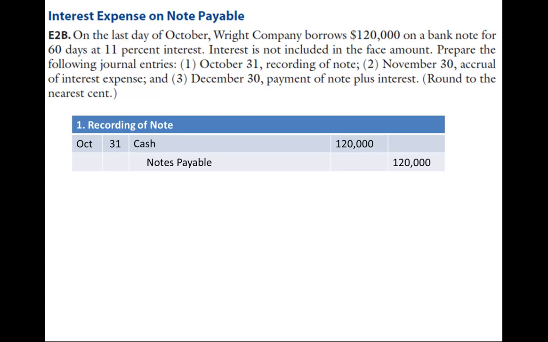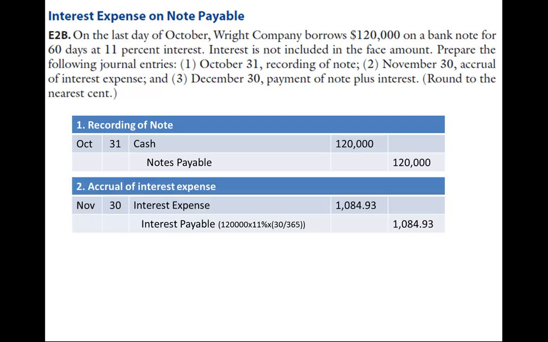Then on November 30th, we have to record the accrual of interest expense. The reason we have this journal transaction is because the end of our accounting period is November 30th. And according to the matching rule, we have to do adjusting entries and make sure that our expenses are recorded in the accounting period in which they occurred. So this note spans two different accounting periods. So November 30th, we're going to record the interest expense for the amount that should be expensed between the last day of October and November 30th. And we're going to create a liability at that point because we're not paying the note back.